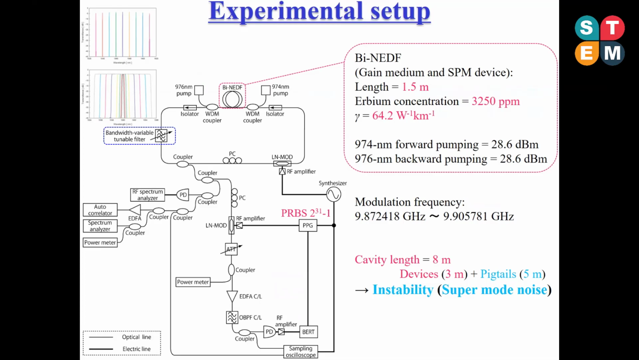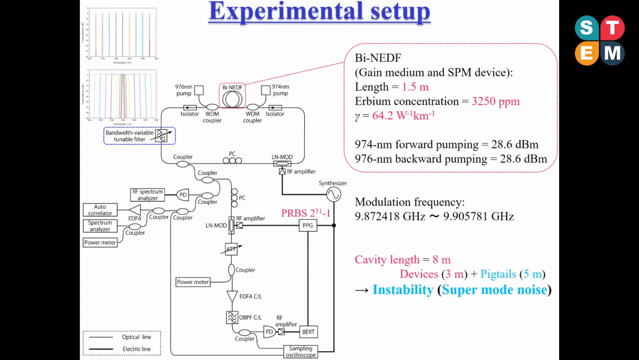Optical power was coupled out of the cavity through a 10% output coupler. The output was monitored by an optical power meter, an optical spectrum analyzer, an intensity autocorrelator, a radio frequency spectrum analyzer, and a 63 GHz sampling oscilloscope. In addition, back-to-back bit error rate measurements were also performed in a 10 gigabit per second return-to-zero system.